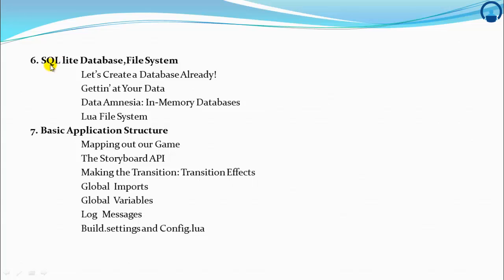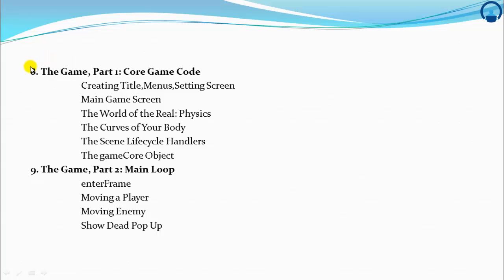In the sixth chapter we will see about the SQLite database and the file system. This will help us to store some backend data in the game, that is some scores, something like that. In the seventh chapter we will see the basic application structure, how your game should be structured properly, that we will discuss here. In the eighth chapter we will actually start making our first game, and how the main game screen and all should be created we will see here.